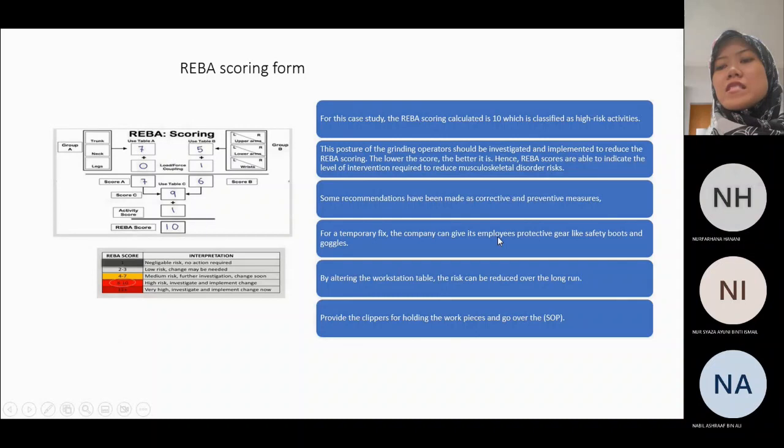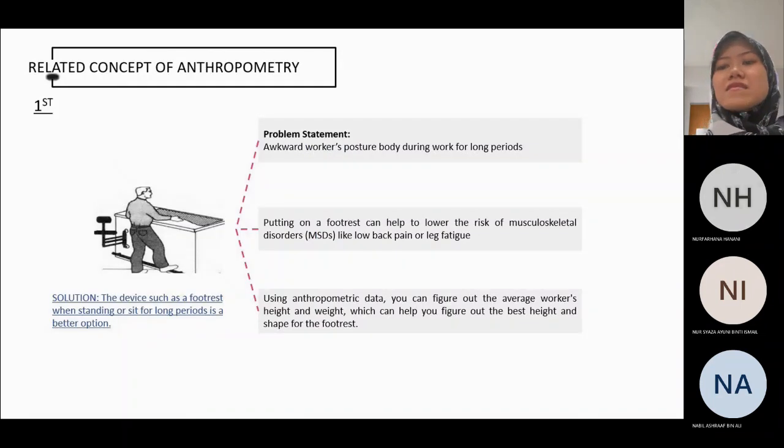As a temporary fix, the company can give employees protection gear such as safety boots and goggles. By altering the workstation table, the risk can be reduced in the long run. Providing a clamp for holding the workpiece and going over the SOP can also be a long-term solution. That's all for me. I will pass it to the next presenter. Thank you.